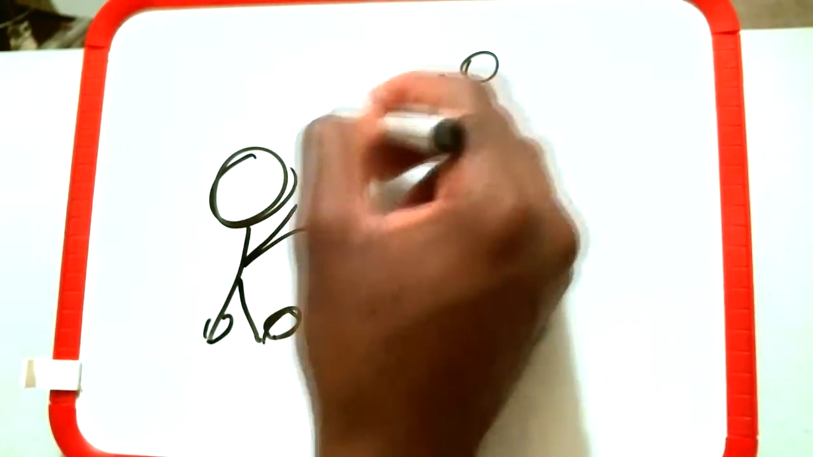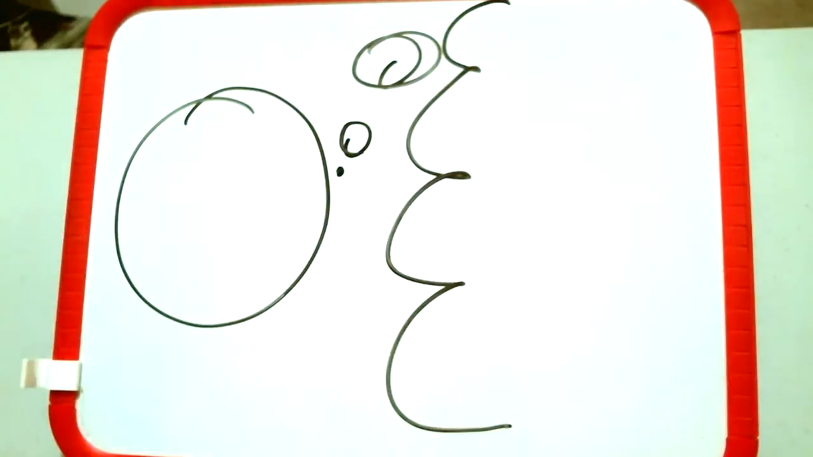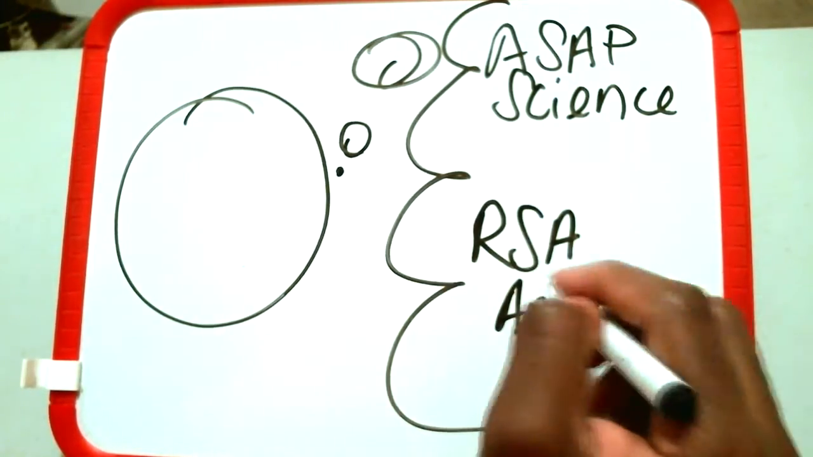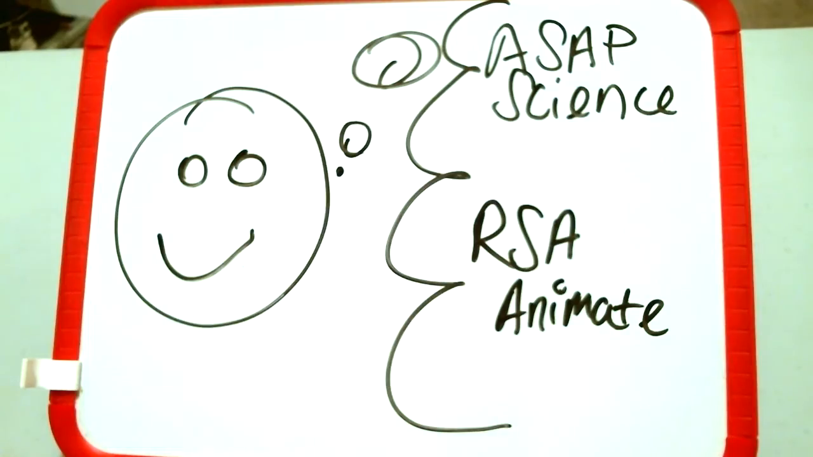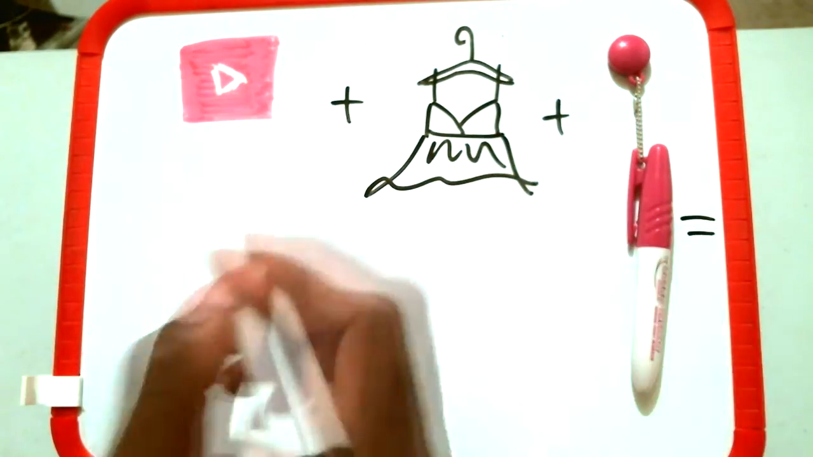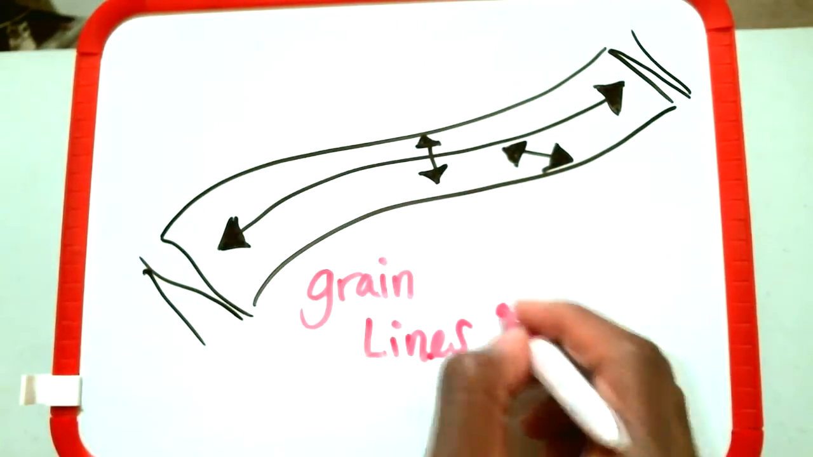Hey y'all! I wanted to try something different that could make sewing videos more fun to watch. So after being inspired by all of the dry erase tutorials like the ones at ASAP Science and RSA Animate on YouTube, I thought maybe this could be used to make sewing tutorials more interesting too. So today, I decided to use my little dry erase board to talk about grain lines.